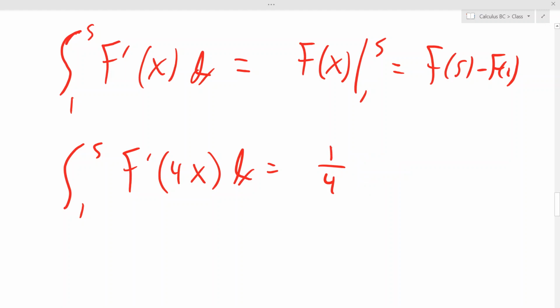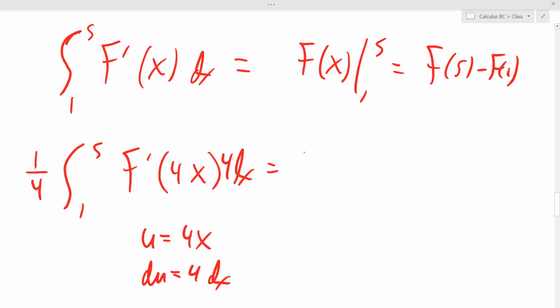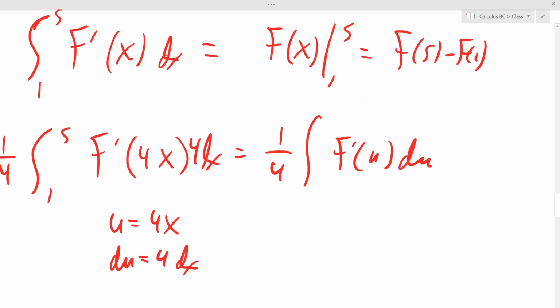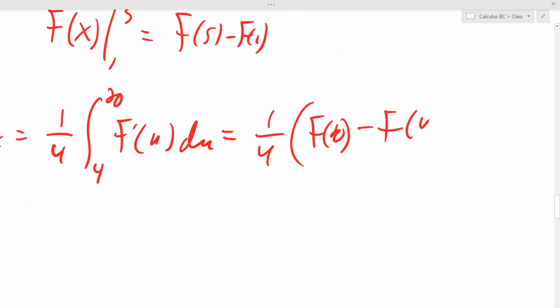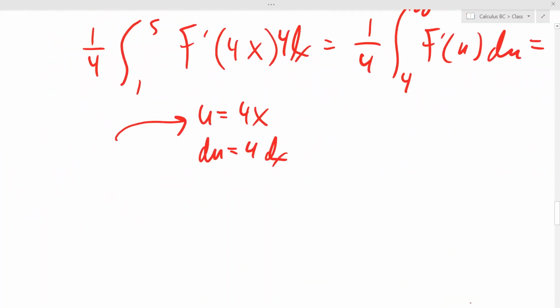So basically, if the inside isn't just x and you're integrating just an f prime, you want to let the inside be u, and then du would be 4. You need a 4 on your dx, which means you need a 1/4 out front. So the integral becomes 1/4 the integral of f prime of u du, and our limits then would change from 4 to 20 instead of 1 to 5, because I'm using this right here. If x is 1, u is 4. If x is 5, u is 20. Okay? And then you don't have to switch back. So it's 1/4 times f of 20 minus f of 4. That's a 20 there. Okay? So that's one thing I expect them to throw at you.